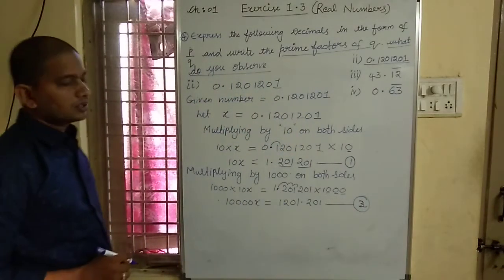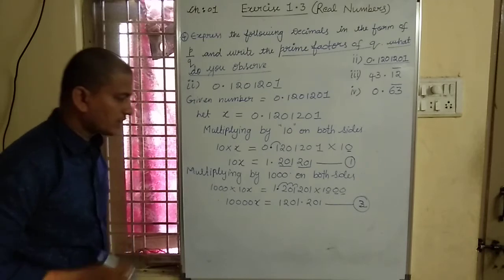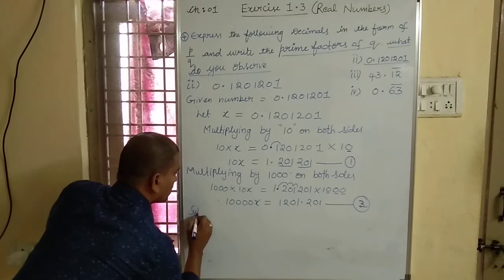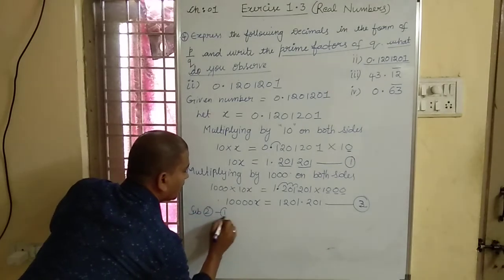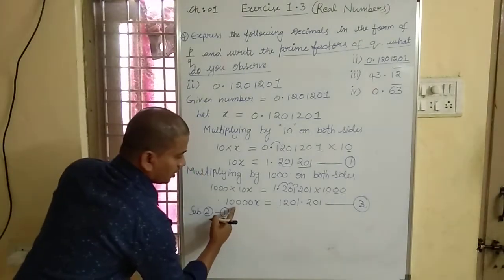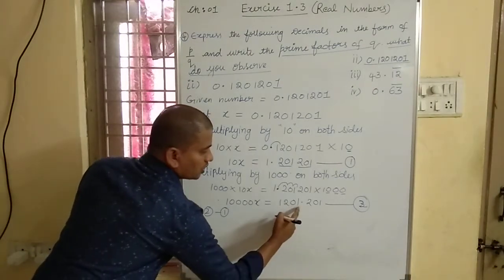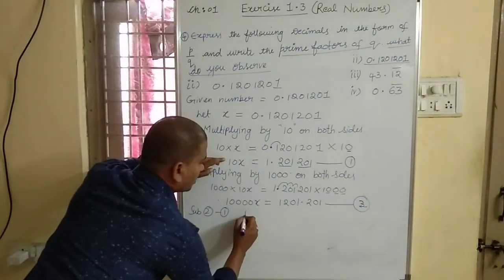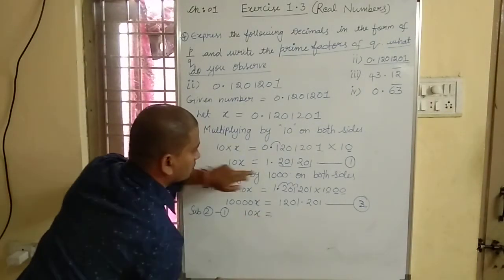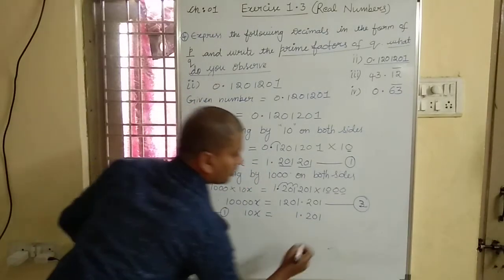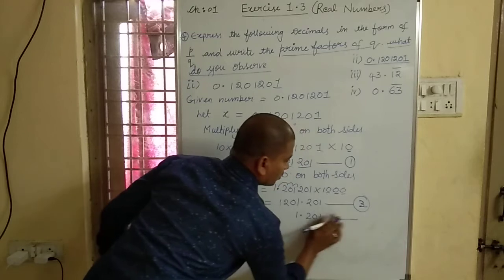Okay, subtract 2 minus 1. So equation number 2 is 10,000x equal to 1201.201. And what is equation number 1? That is 10x equal to 1.201201 and so on. Right?